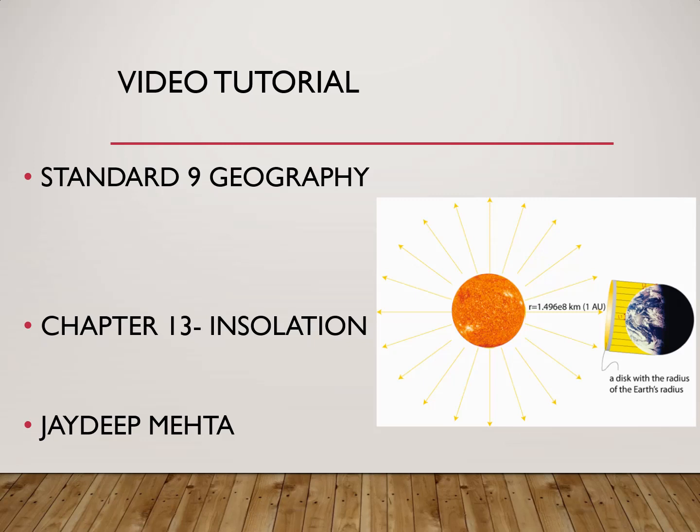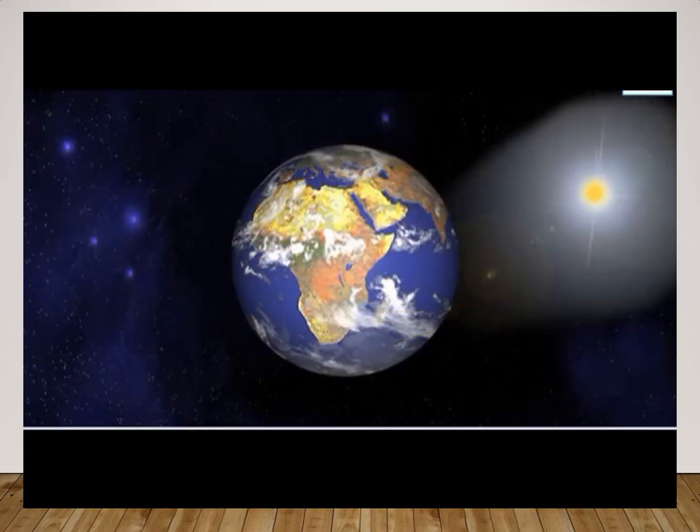I am Jaydeep Mehta. In this chapter, we will be studying how the Earth is heated by the rays of the Sun. Insolation is the incoming solar radiation, the radiation given out by the Sun. The Sun radiates heat and energy through electromagnetic waves. These waves, when they reach the Earth, provide us with heat and energy.